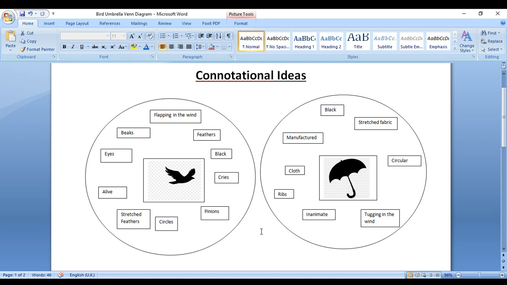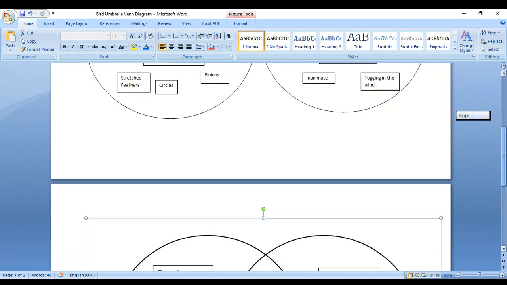Something that is similar though is that both are black. Both of them are circular as well, so the bird moves in circles and the umbrella itself is circular. So between the two, I've identified things that I think are different about the two objects, but because they're being compared to each other, I also want to think about which things are similar or the same between the two. Now that takes me on to this part.